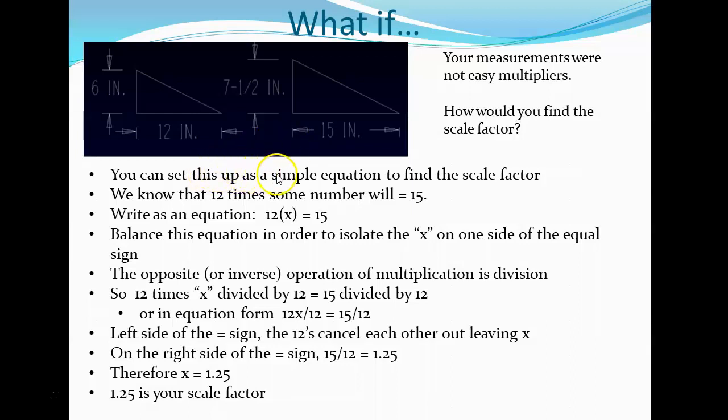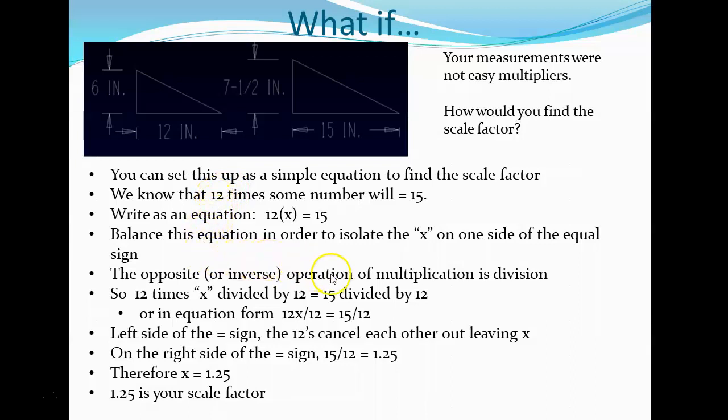You can simply set this up as an equation to find the scale factor. We know that 12 times some number will equal 15. We can write the equation as 12x equals 15. Now, I can balance this equation in order to isolate x on one side of the equal sign. Again, I'm just trying to find this value right here, so I need to move this 12 from over here to over here, so this is by itself. I'm isolating the x.